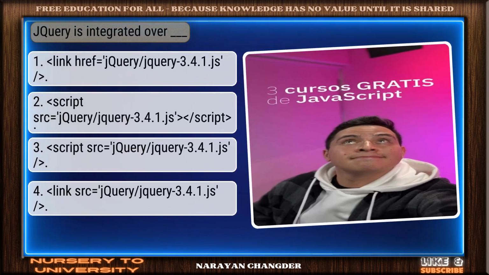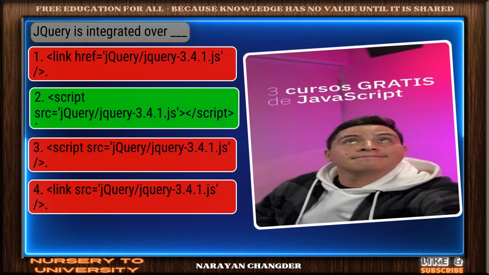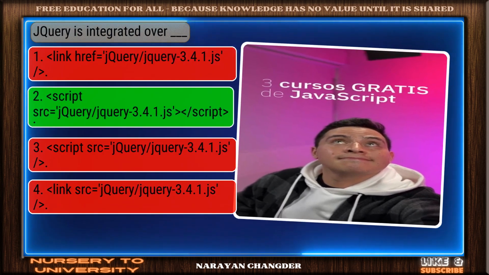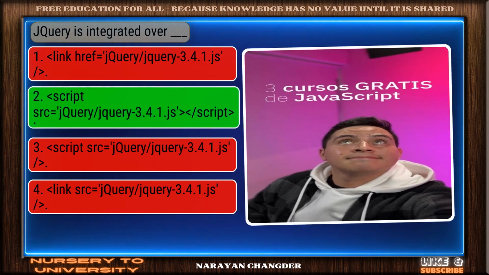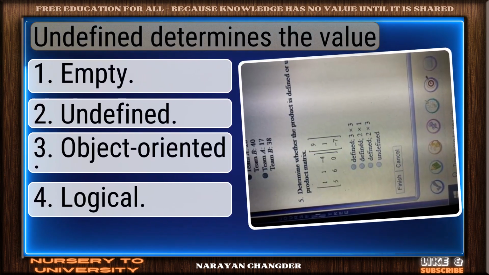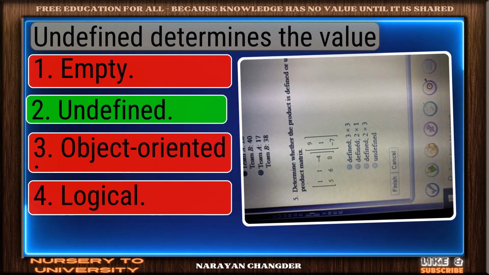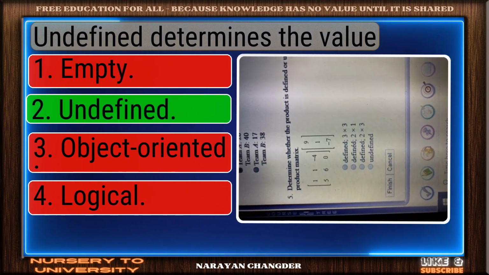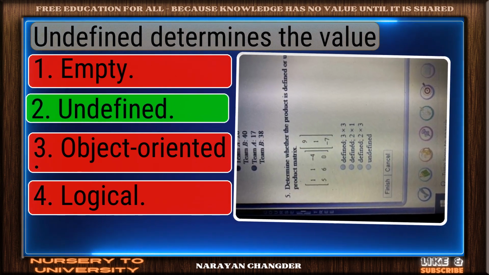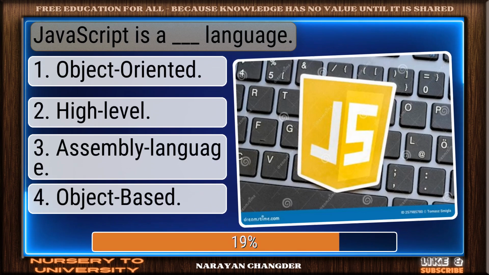jQuery is integrated over dash. Correct response. A script src equal to jquery-3.4.1.js is the most accurate answer. Undefined determines the value. Clear logic. Your choice, undefined, is sound and 100% true. JavaScript is a dash language.